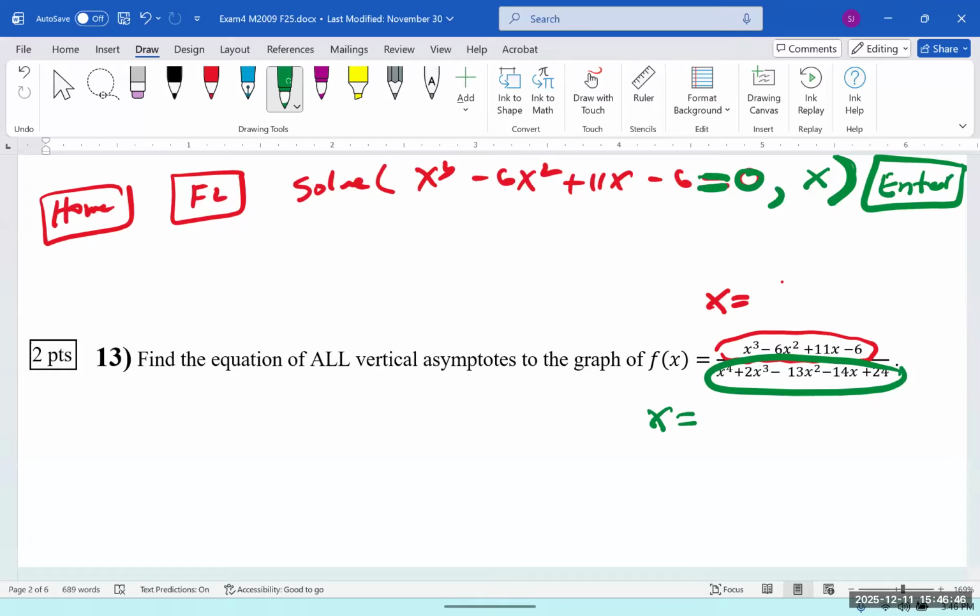And then you get some x values here, and some x values here. If you see the same thing, you cancel them out. And then the remaining ones. So in this example, there are 2 of them you cancel out, and this remaining one is what's left.